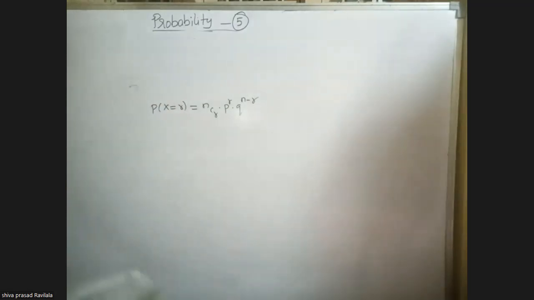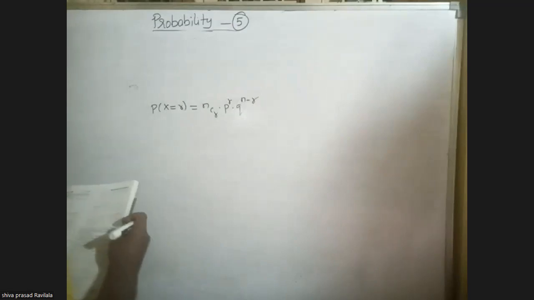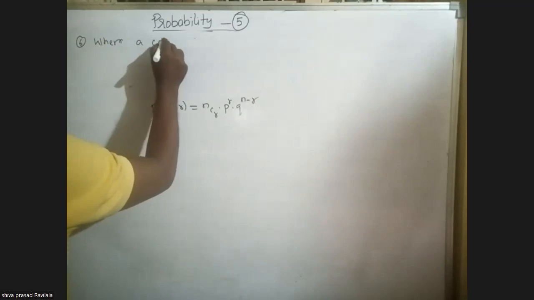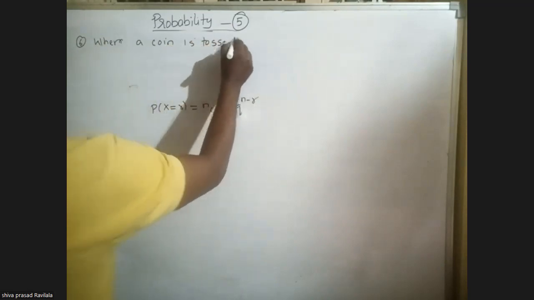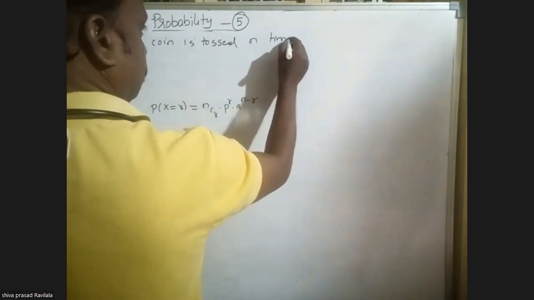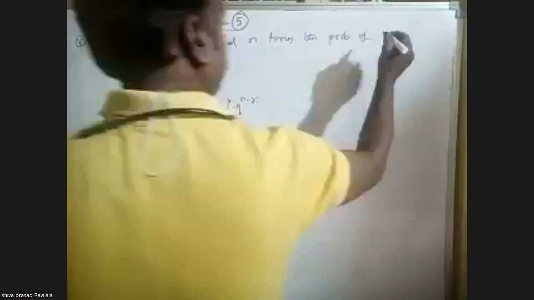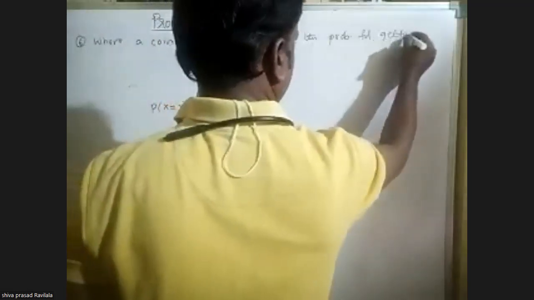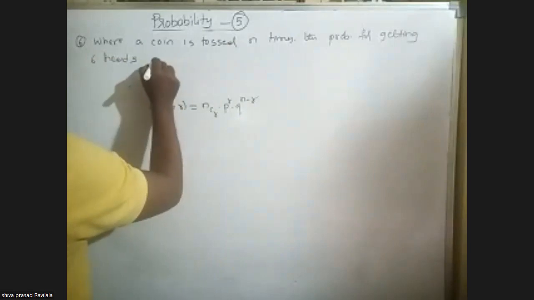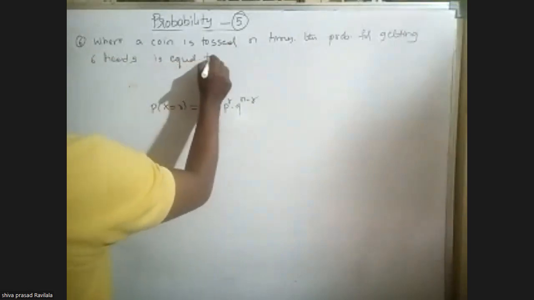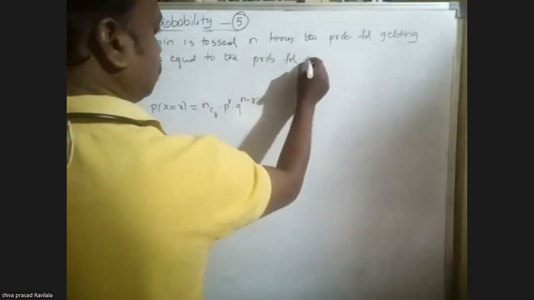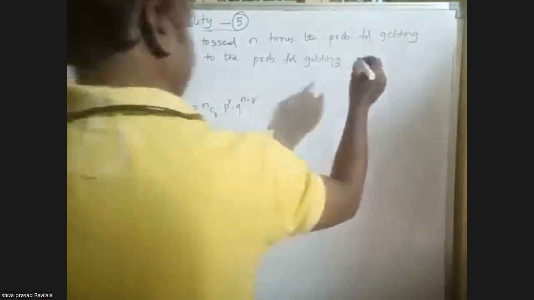They ask, for example, when a coin is tossed 10 times, the probability of getting 6 heads is equal to the probability for getting 8 heads.